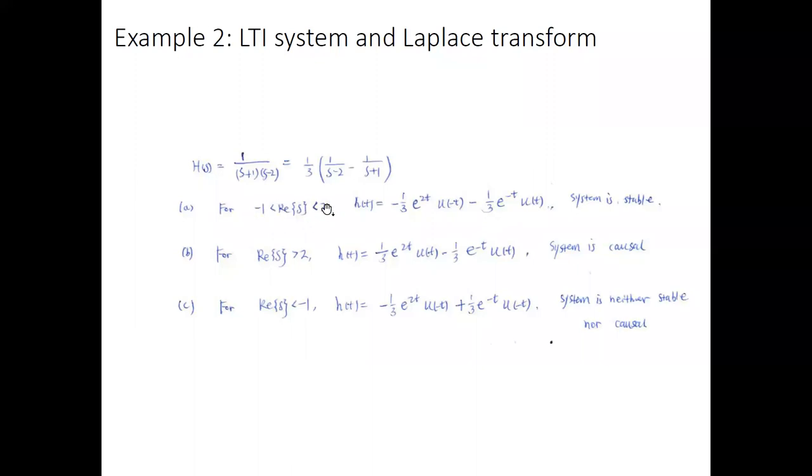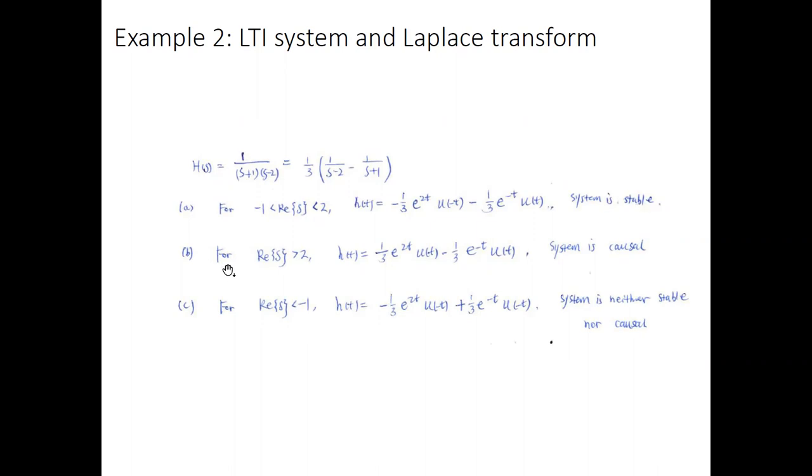Because, again, we can tell whether the system is stable from the h of t or from the region of convergence. And from the region of convergence is actually simpler. Because this region of convergence ranges from minus 1 to 2, it crosses the imaginary axis, real part of s equals 0. And for this case, we know that when the region of convergence contains the imaginary axis, the system is stable.